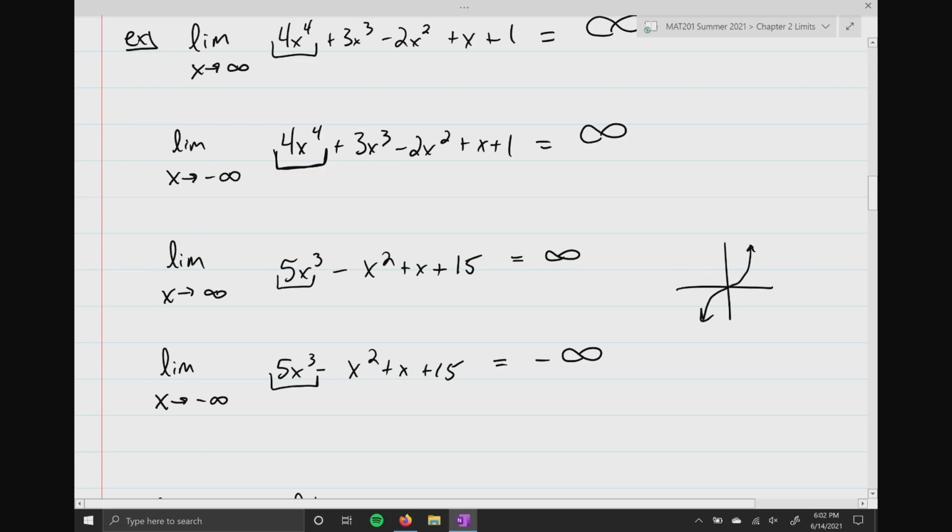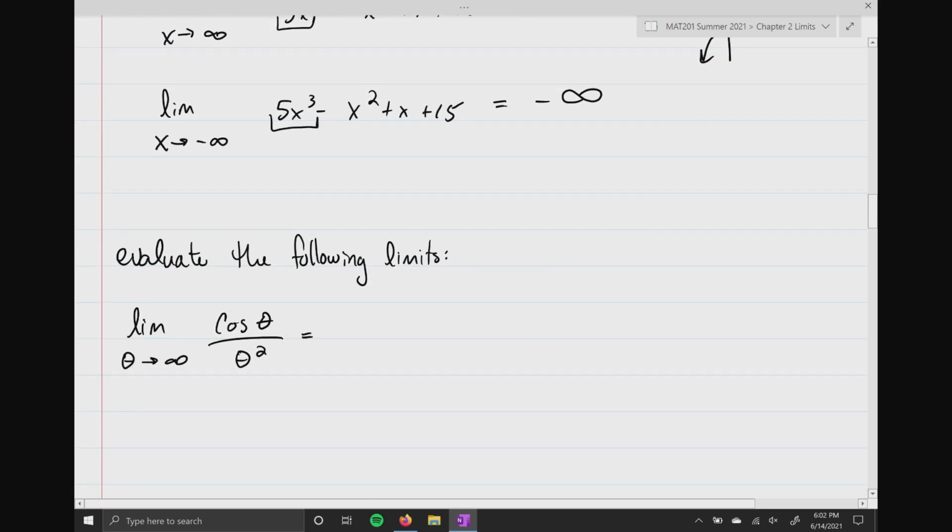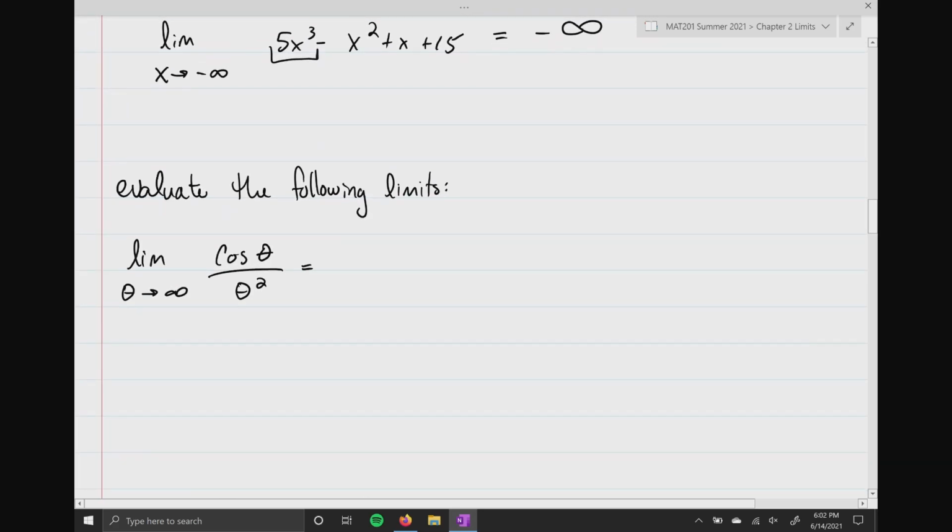Okay? Now, the next example I'm going to do is we're just going to evaluate some limits here. And we got to think about what's happening. So with this first example, the limit as theta goes to infinity of cosine theta over theta squared. Let's think about what's really happening here.